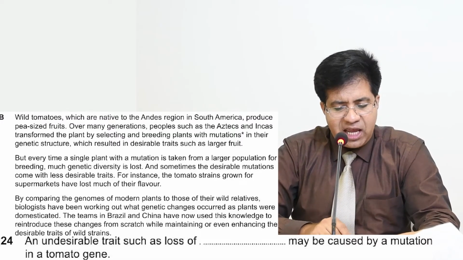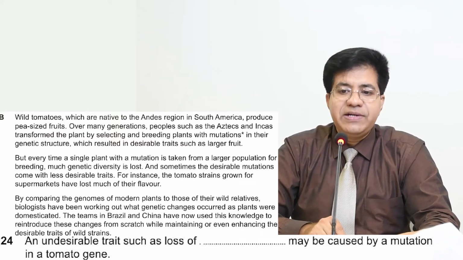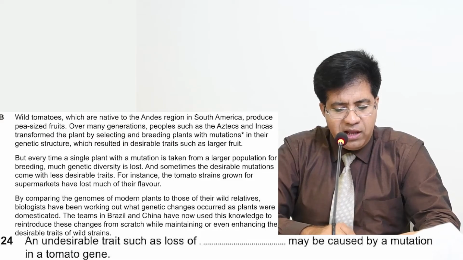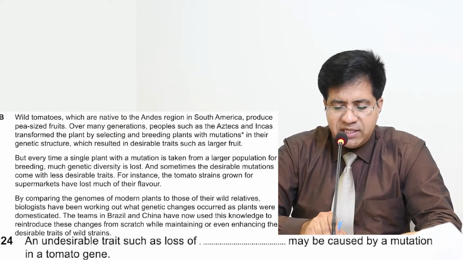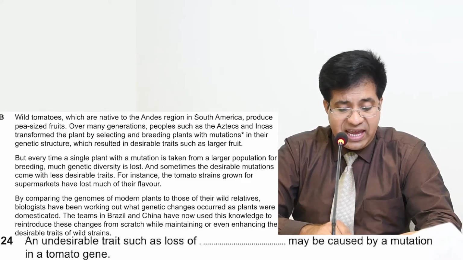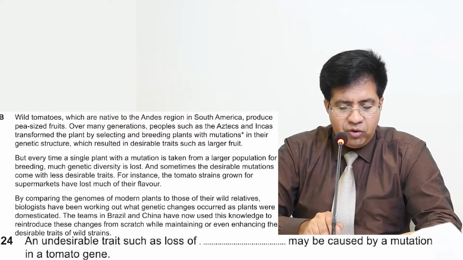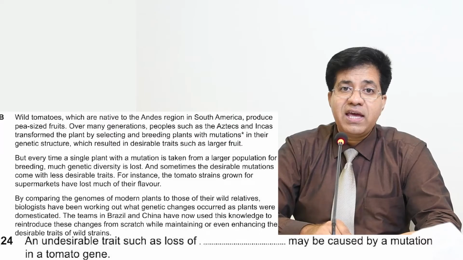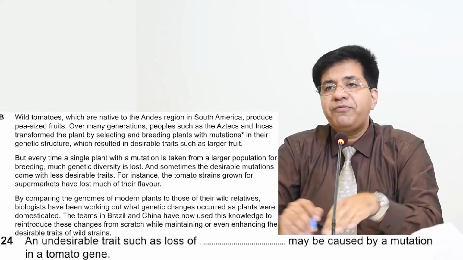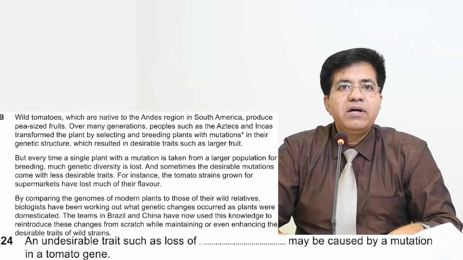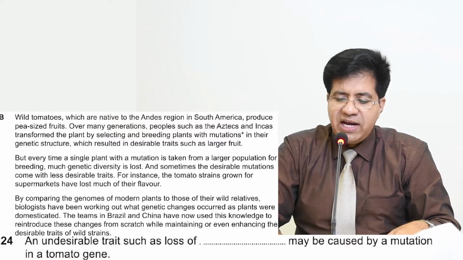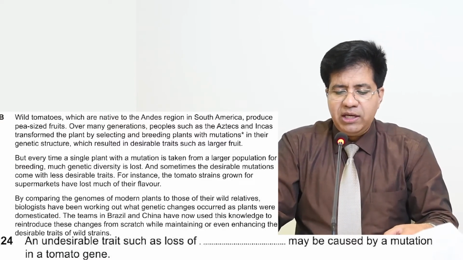Section B, second paragraph. But every time a single plant with a mutation, see that the clue word, mutation, is here, is taken from a larger population for breeding, much genetic diversity is lost. And sometimes the desirable mutations come with less desirable traits. For instance, the tomato strains grown for supermarkets have lost much of their flavor. Have lost much of their flavor means loss of flavor, right? Undesirable traits such as loss of flavor may be caused by mutation in a tomato gene. So the answer is flavor. And you can write flavor in British English or American English, but I advise you to copy it from there. They have written British English, flavor. So you write it as it is.